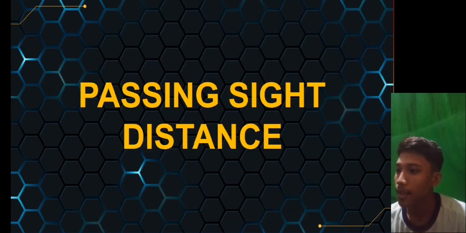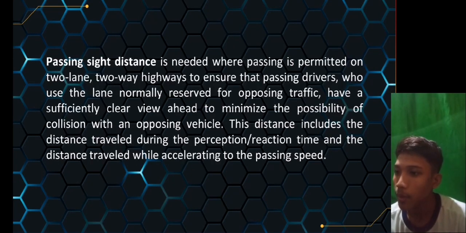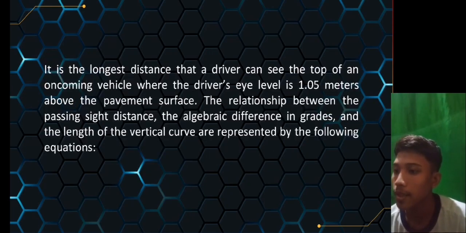The passing sight distance. Passing sight distance is needed where passing is permitted on two-way highways to ensure that passing drivers who use the lane normally reserved for opposing traffic have a sufficiently clear view ahead to minimize the possibility of collision with an opposing vehicle. The distance includes the distance traveled during the perception or reaction time and the distance traveled while accelerating to the passing speed. It is the longest distance that a driver can see the top of an oncoming vehicle where the driver's eye level is 1.05 meters above the pavement surface.